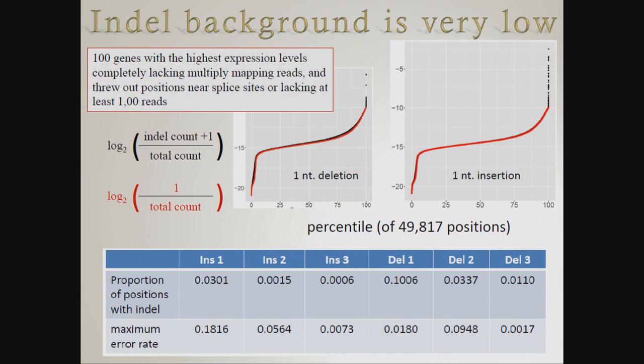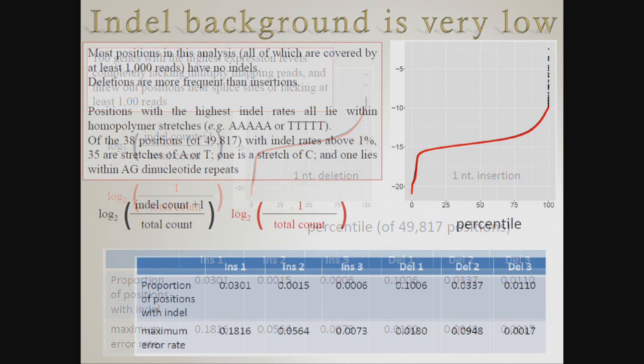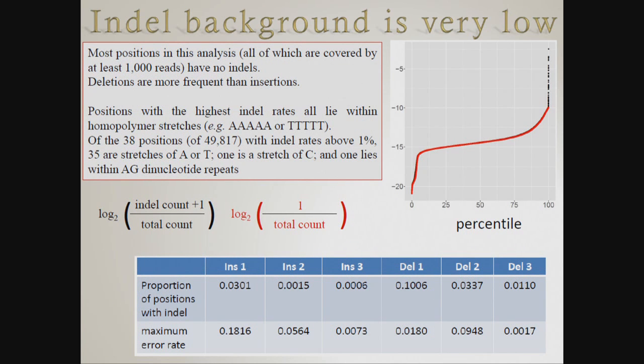So we have all positions. The highest rate we saw at any position was 18%. Very few positions showed any indels, and only 38 positions out of a total of, actually, next slide is the number, 49,000 positions showed rates over 1%. Okay, so indel rates are extremely low. Those that do occur almost always occur at runs of A's and T's, homopolymer stretches.